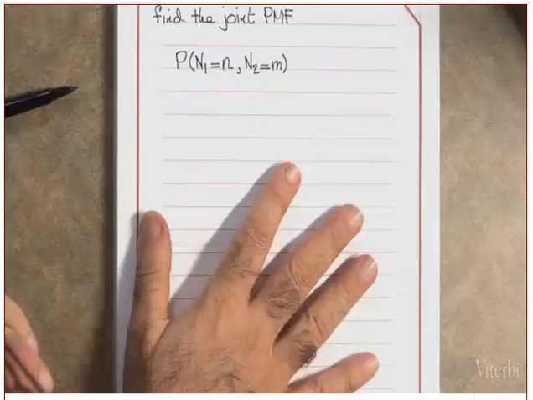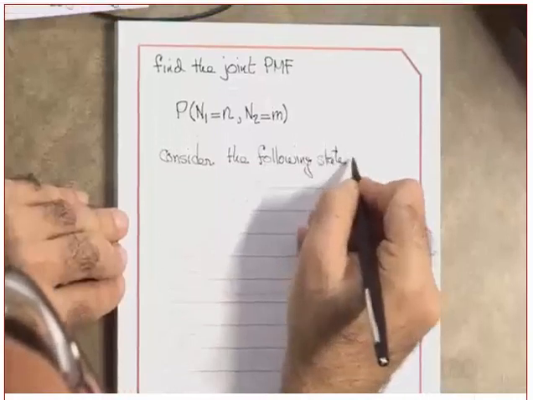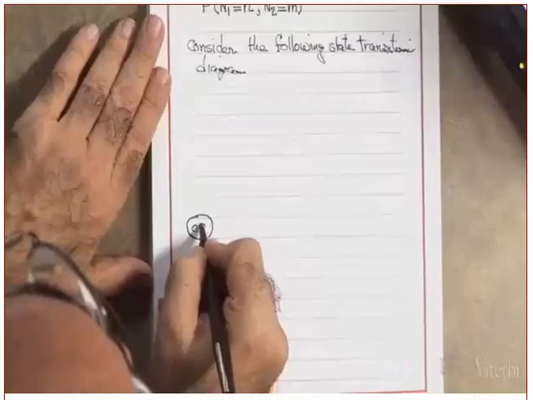Did I mess up? This is 1, 2. No, I messed up. This one should be 2, 1. I'm sorry. This one is 1, 2. This one is 2, 2, and so on and so forth.